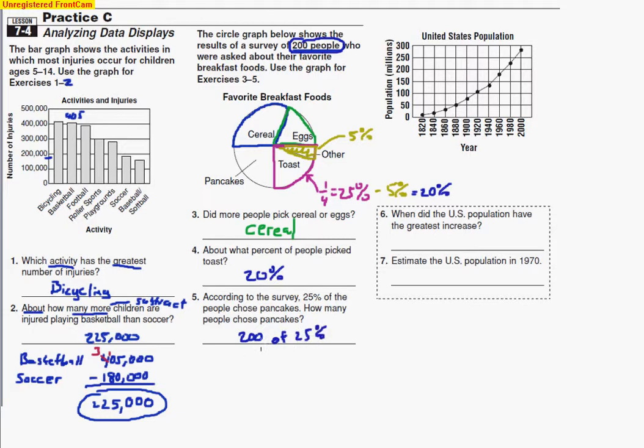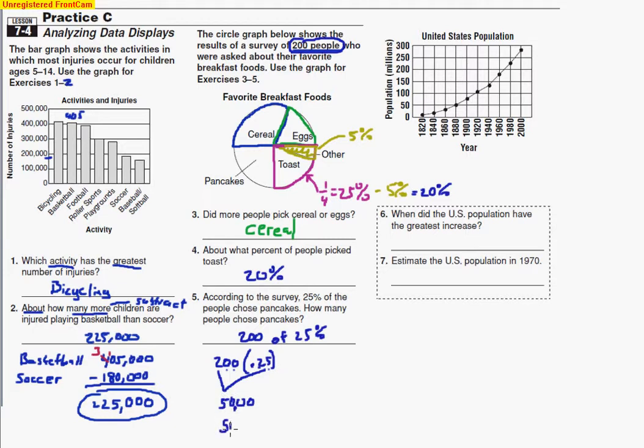And so there's two different ways we can do this. Of means we're going to end up multiplying. So we're going to multiply 200 times, and we can change this to a decimal, 0.25. And then you can go ahead and multiply these two numbers. Now when I do this, I like to do 2 times 25. 2 times 25 is 50. And then I bring down these two extra zeros, and move that decimal point 2 spaces over, because there's two numbers after the decimal point. So there it is. 50 would be the answer.